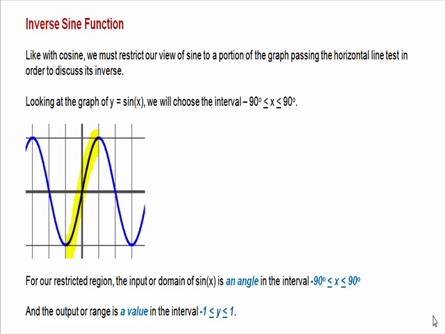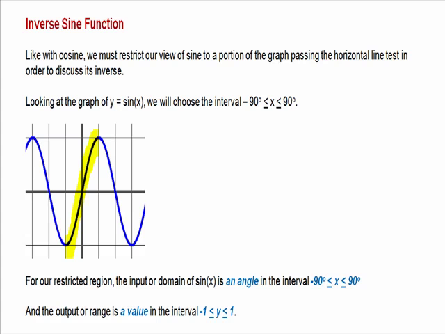So if I look at the graph of sine, notice I can't use 0 to 180. If I use 0 to 180, I actually have a hump, and a hump won't pass the horizontal line test. So instead, what I choose to use is the part from negative 90 to 90. That'll do two things. It'll pass the horizontal line test, and it'll give me all of the possible values of sine, everything from -1 to 1.